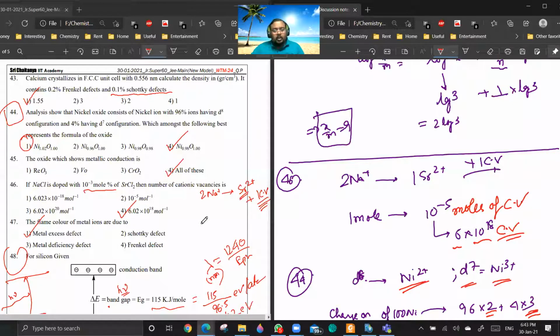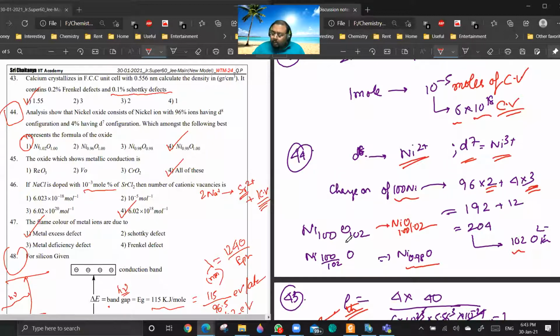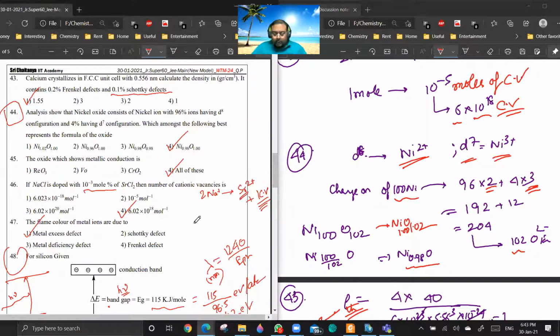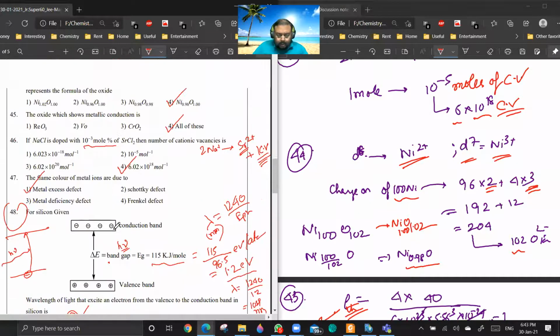Sir, in 44 you said even option 1 is correct. Yeah. But it is O1.02, sir. They gave 1.02 for nickel. Okay, it's like that. Ni100 O102, oh yeah, then it is incorrect. Okay, then only the fourth is correct. If it is Ni100 and O102, or Ni1.00 O1.02, then it would have been correct. Is it clear? Yes, sir. Okay. So after that, I think all the questions are discussed on this page.